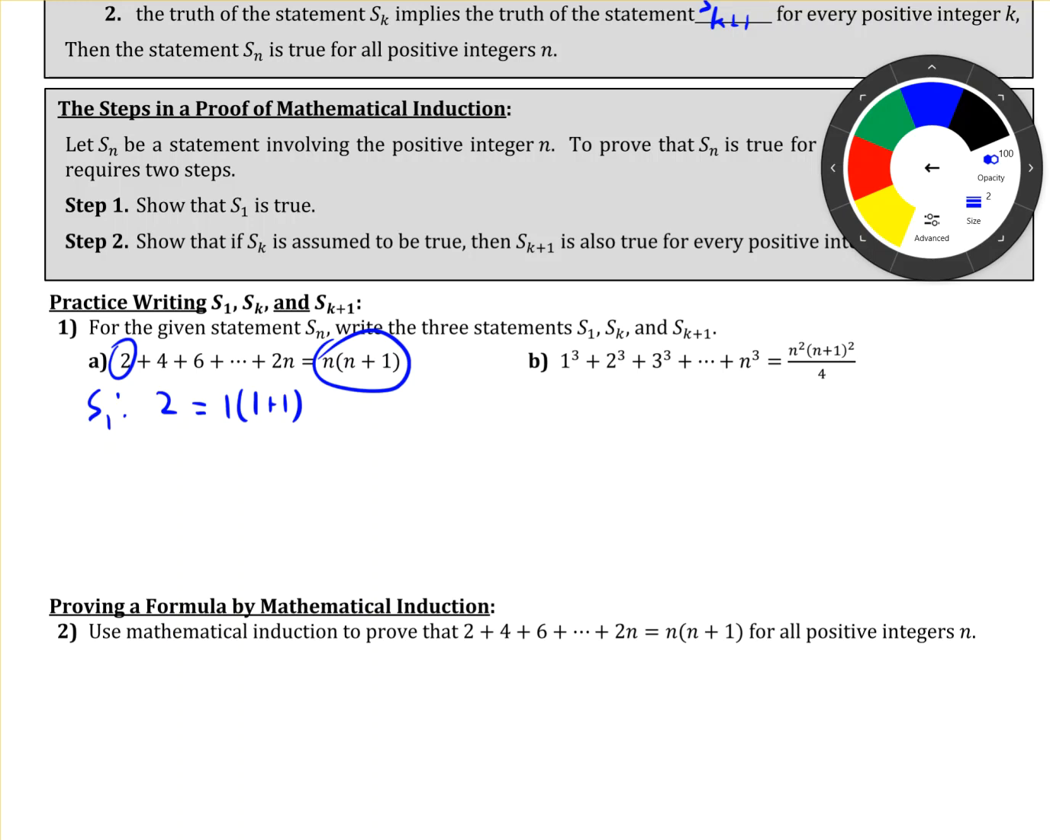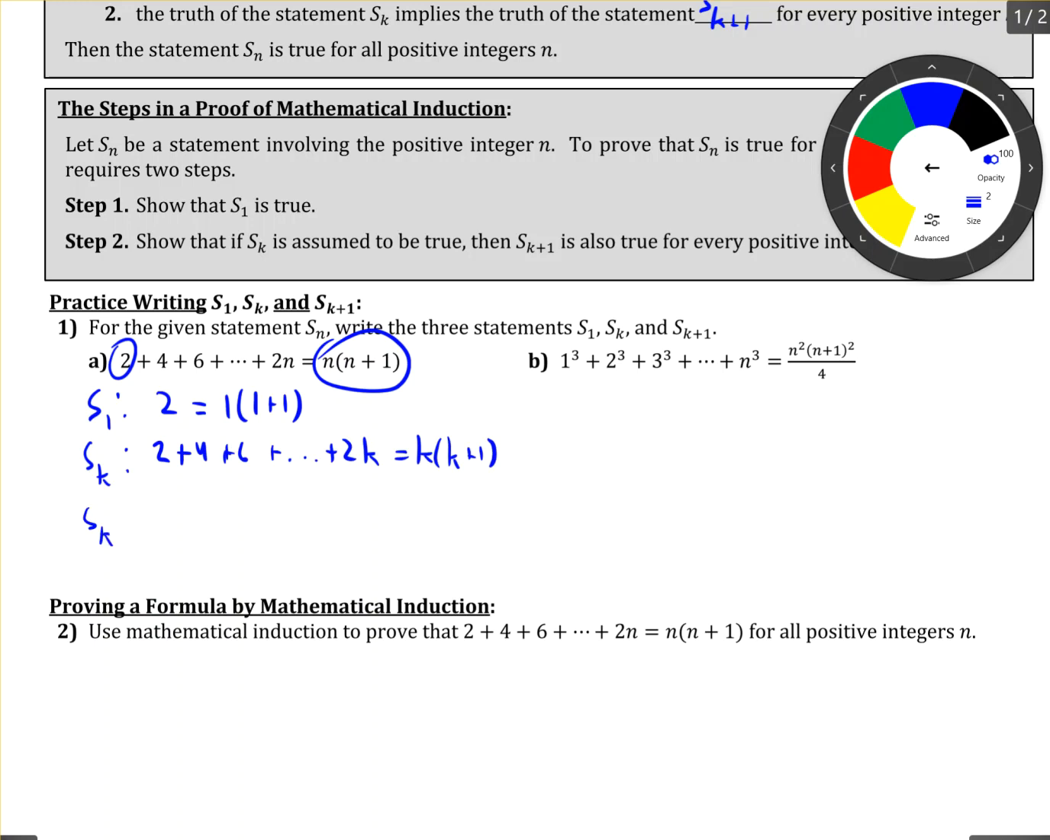And part B, let me actually do S_k. S_k is basically the exact same statement that we have here, except replace n by k. So that's saying for the kth statement, 2 plus 4 plus 6 plus dot dot dot plus 2k should equal k times (k plus 1).